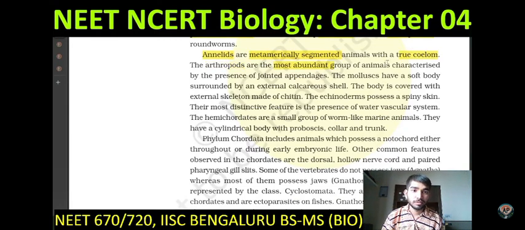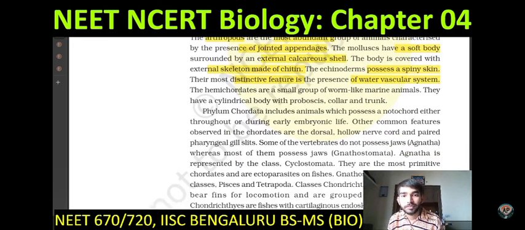Arthropods are the most abundant group. Presence of jointed appendages. The name itself says arthro meaning joints and pods meaning appendages. So jointed appendages are present. Mollusks have a soft body surrounded by calcareous shell, covered by external skeleton made of chitin. Echinoderms have spiny skin. Distinctive feature is the presence of water vascular system. All these things you should remember for each phylum. What are the key characteristics?